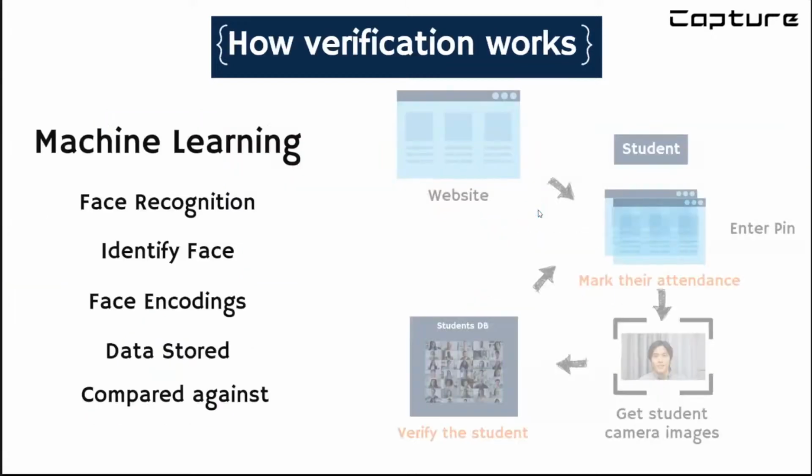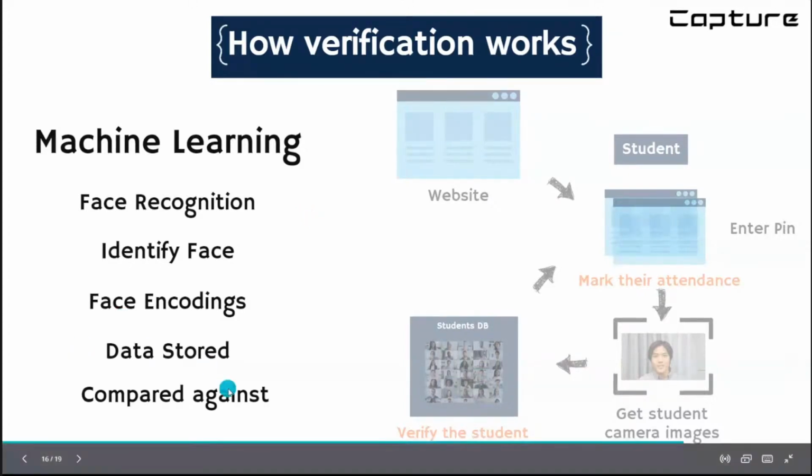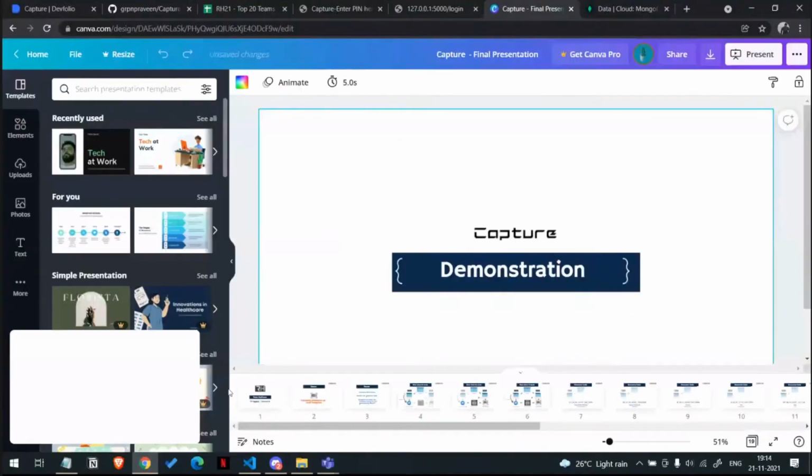For the verification part, as I said earlier, we will use the facial recognition library, which is already present in machine learning. We identify the face and find its encodings. These encodings are stored initially for the training part and will be compared against whenever the user opens the website. Let's see a quick demonstration.